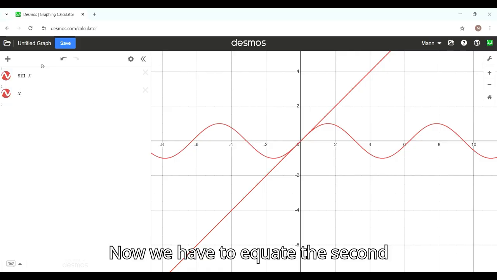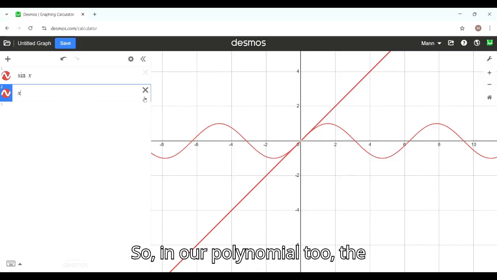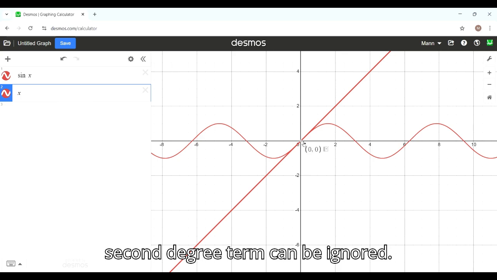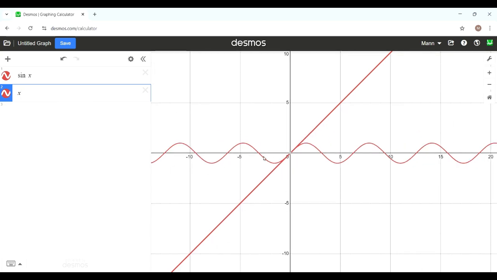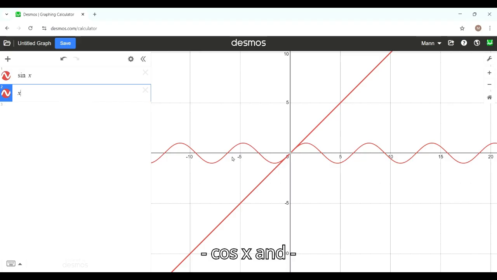Now, we have to equate the second derivatives. So, the second derivative of sin x is minus sin x, and minus sin x at x equals 0 is 0. So, in our polynomial, the second degree term can be ignored. Let's find the third derivative. The third derivative of sin x is minus cos x, and minus cos x at x equals 0 becomes minus 1.